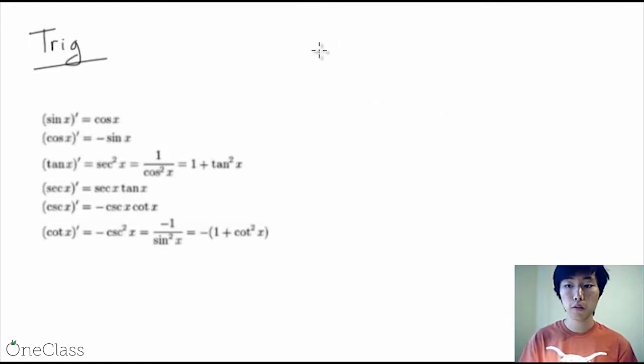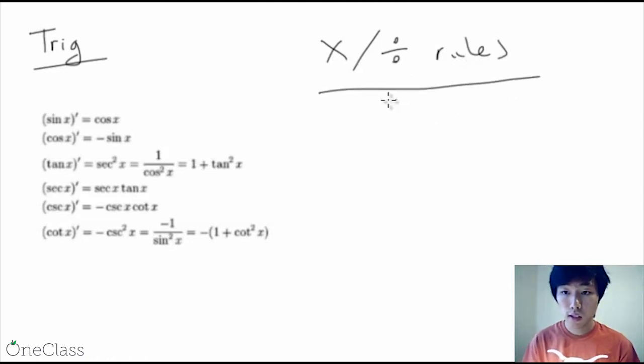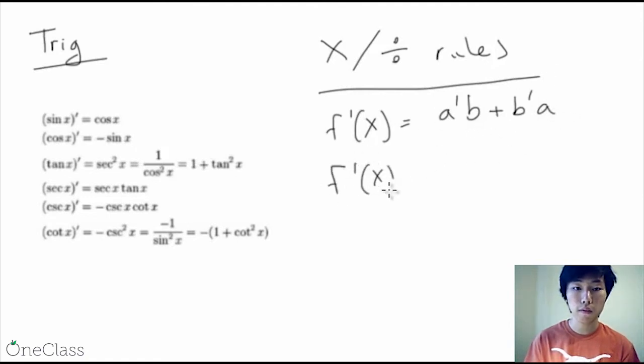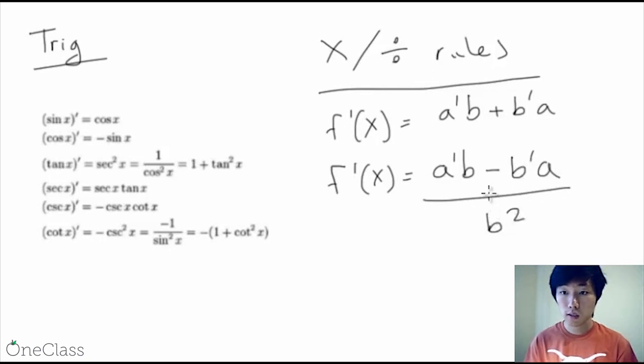So for the product and quotient rules, there are actually formulas. These are your formulas: derivative of the first times the second plus derivative of the second times the first. And this would be for the product rule. For the quotient rule, you would have derivative of the first times the second minus derivative of the second times the first all over second squared.